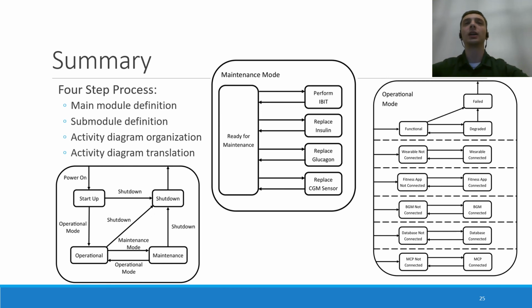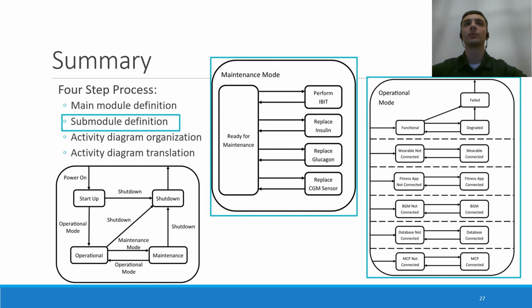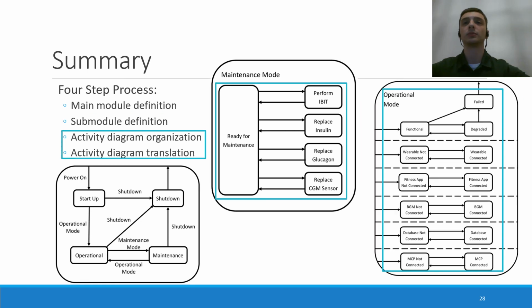In summary, in our case study, we used a 4-step process to translate SysML functionality to nuXmv using activity diagrams. The first step was to define the main module using the state machine diagrams. We also defined submodules using the state machine diagram in the second step. In the third step, we organized the activity diagrams into their respective submodules and then translated them in the fourth step.